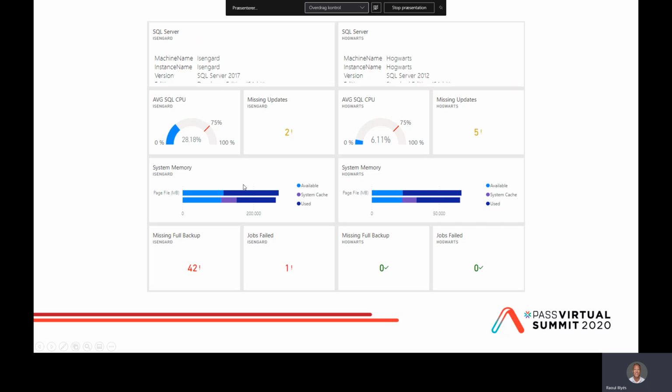But in this very scenario, we can see we have two different SQL servers and they are missing updates, meaning that either service packs or cumulative updates are not in place, and that could be a breach of SLA. We can also see that we are missing some backups here. Maybe we are breaching SLAs in regards to our backup strategy. This needs to be under control.